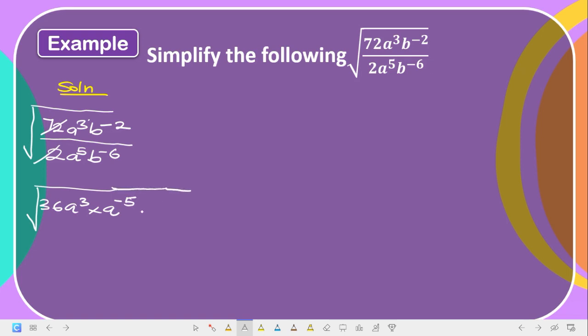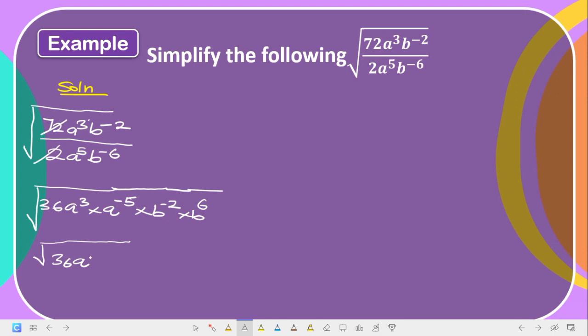Now, let's continue. Times, we have b to the power of minus 2. If this b to the power of minus 6 crosses up, what will it become? Positive. It will become positive, right? So, positive 6. Now, this makes sense. At this point in time, we can now apply the laws of indices. So this gives us the square root of 36.